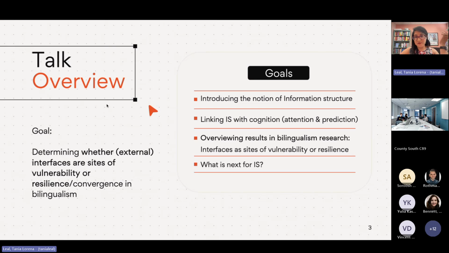And then I will close briefly, basically just thinking about what next for information structure studies and what I think point to exciting directions for future research in the field.